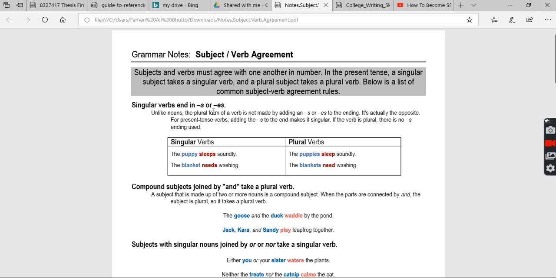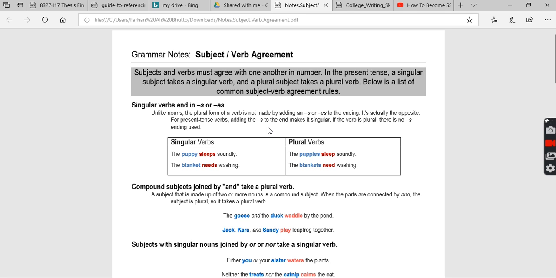Now, unlike nouns, the plural form of a verb is not made by adding an s or es to the ending. It's actually the opposite. If you want to make the plural of a noun, the simplest formula is that you add s or es. For example, if the noun is boy, if you add s, it becomes boys, plural. If the noun is mango, which is a singular noun, if you add es, it becomes mangoes, which is a plural noun.